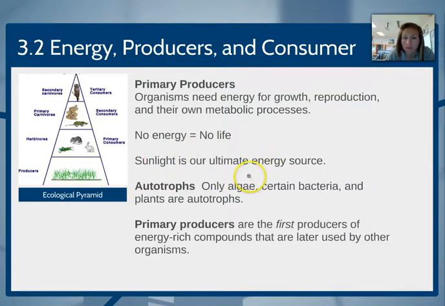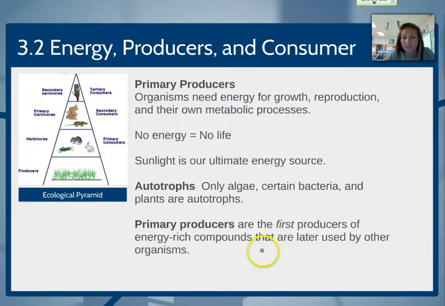Sunlight is our ultimate energy source and is where our primary producers are able to get our energy from. So primary producers are also generally known as autotrophs, and we're usually talking about algae, certain bacteria types, and more commonly plants. And usually when we discuss things in class, we're probably going to reference plants as being our primary producers more often than the algae and the bacteria.